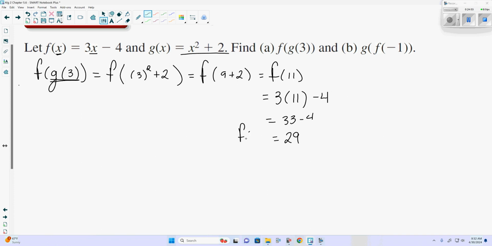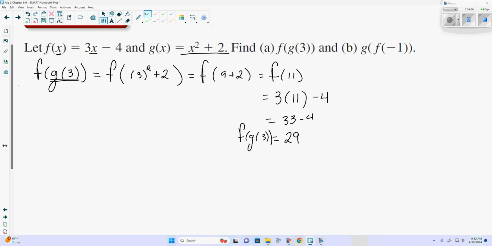So f of g, not negative 3, f of g of 3 is 29. That's it.